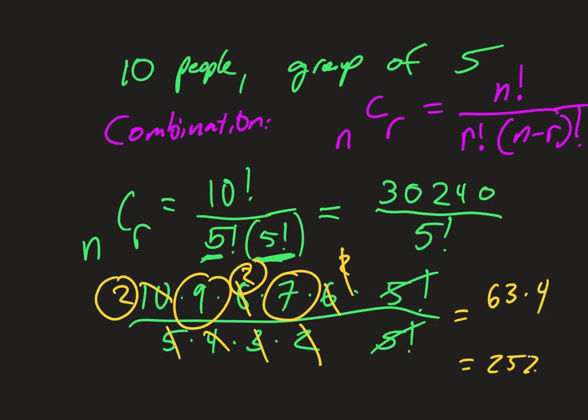252. Yeah. And again, look at the difference there. When the order matters, there's 30,240 ways that they could finish first through fifth. If order doesn't matter, there's only 252 different ways to get a group of 5. It's a remarkably smaller number.